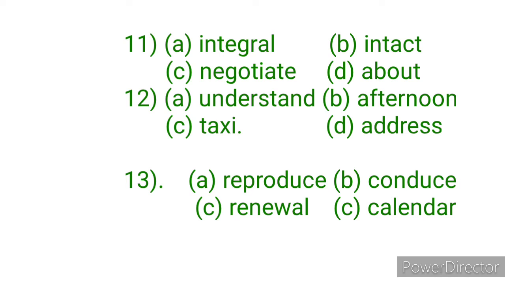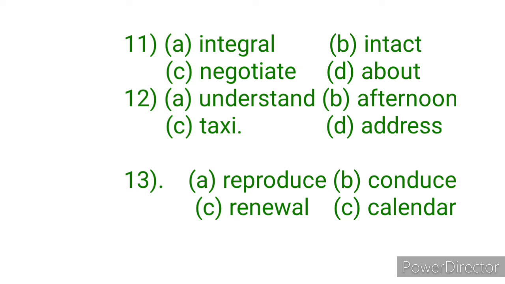Option C, negotiate. How many syllables does this word have? It has 4 syllables. Ne, go, she, ate. 4 syllables. So if a word ends in ate, where should you stress? The third syllable from the end of the word, and the third syllable from the end of this word is go. Ne, go, she, ate. So the third syllable is on go. It's not the correct answer.